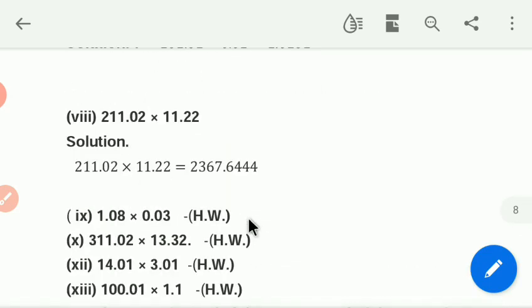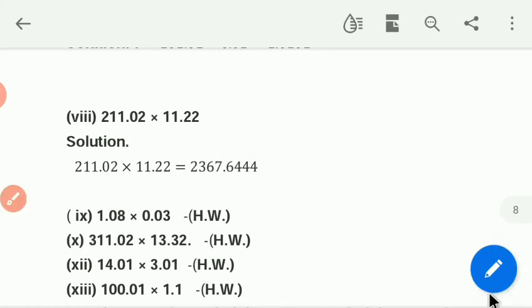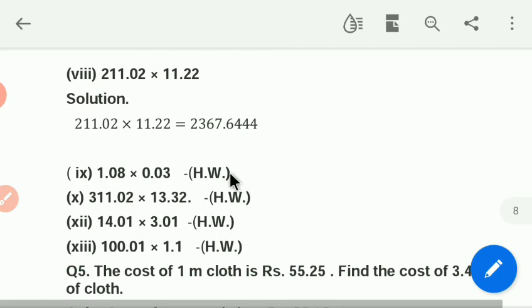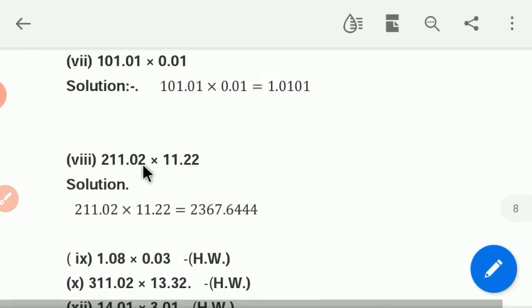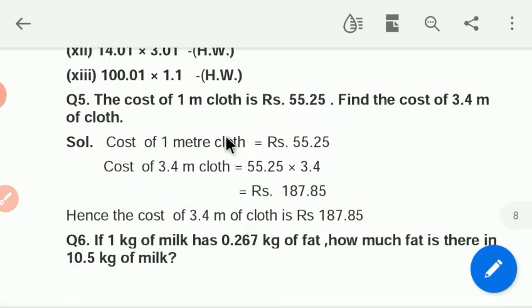Same here. And the last question, 211.02 into 11.22. In both the numbers after the decimal 2 digits are given. So 2 plus 2 which is equal to 4. So in the answer after 4 digits you have to put the decimal point. So we can write its answer as 2367.6444. Same for 9, 10, 11th and 12th. These questions are left for you as your homework.